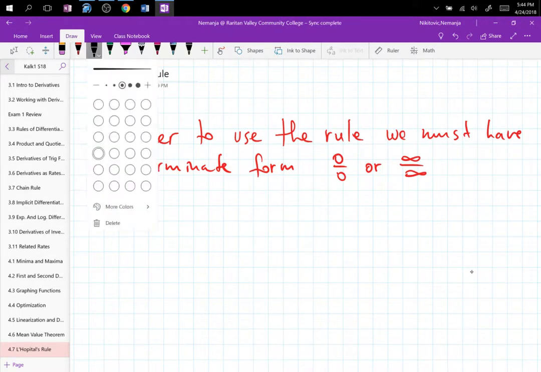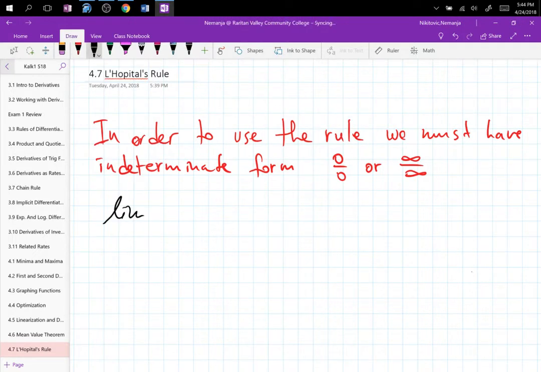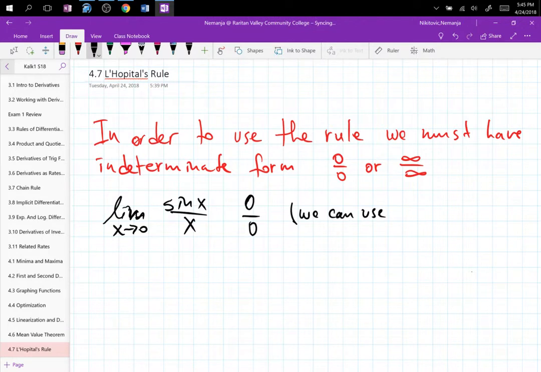Example would be one problem that you had to memorize. So we have the limit of sine x divided by x as x goes to 0. So as you plug in 0, because that's the first way to solve these problems, when you plug in 0, you get 0 over 0. And then, because you have 0 over 0, that is indeterminate form, and we can use the rule. So that's that.